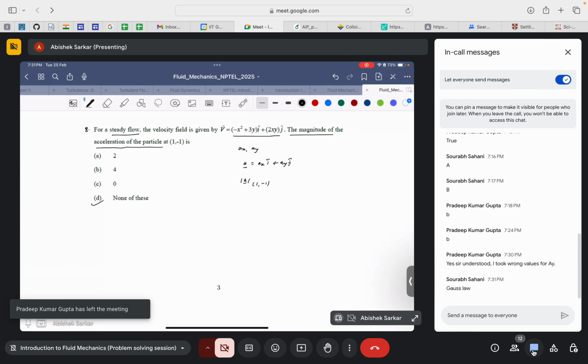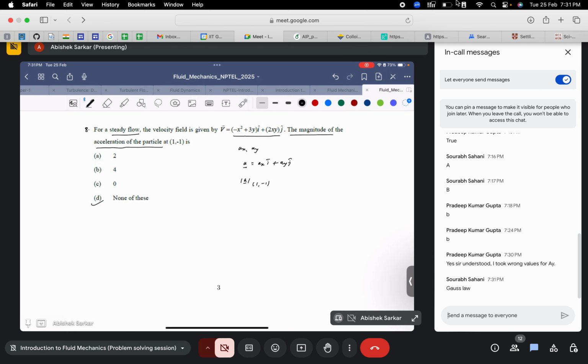Gauss law. Gauss law for what? I'm not understanding. You can say it. For control volume and control surface. Yeah, Gauss divergence theorem, right? Changing the volume integral to the surface integral. I think that's actually a very basic mathematical definition. So let me just end the session.